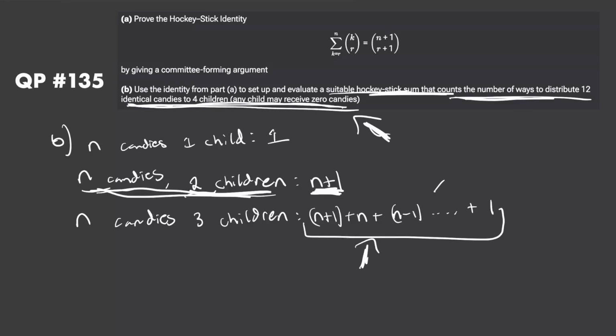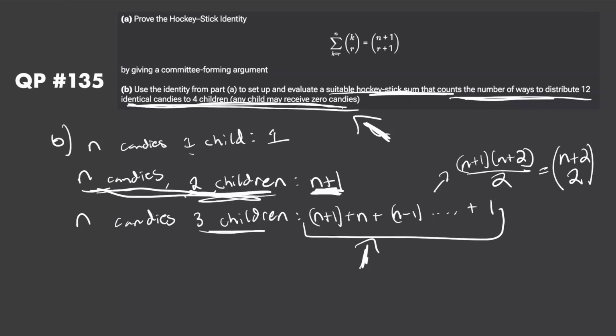But we know the formula for this is just going to be n plus 1 times n plus 2, all of that divided by 2 from QP65 again. This is just equal to n plus 2 choose 2 as well, right? So we found our formula for 3 children, 2 children, and 1 child. So now let's do it for 4 children, which is actually what we want, so we can solve the actual question that we were given.